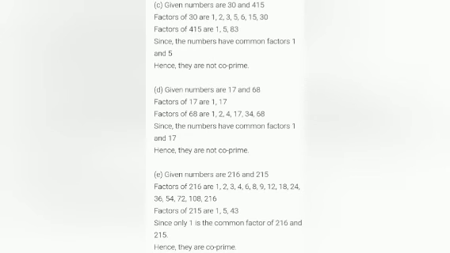The next numbers are 216 and 215. What are the factors of 216? 1, 2, 3, 4, 6, 8, 9, 12, 18, 24, 36, 54, 72, 108 and 216. And what are the factors of 215? 1, 5, 43 and 215. But the common factors, they are only 1. So they are co-prime numbers.